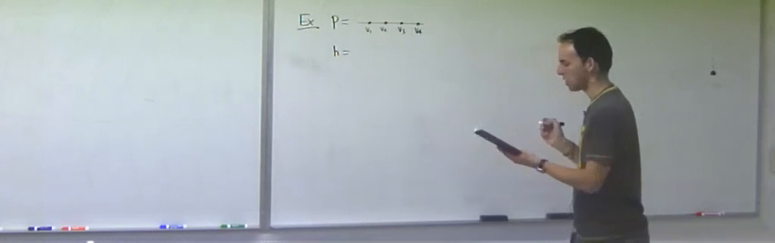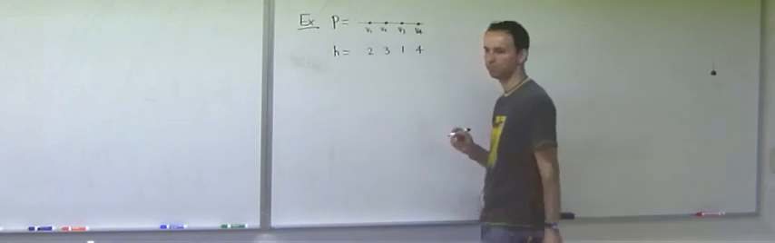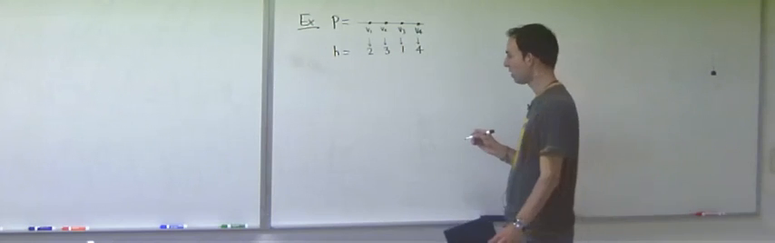So these 4 points are V. Maybe we'll call them V1, V2, V3, and V4. And then I need to specify a height function. And maybe the height function will just be, here the height is 2, here the height is 3, here the height is 1, and here the height is 4. So then what do?